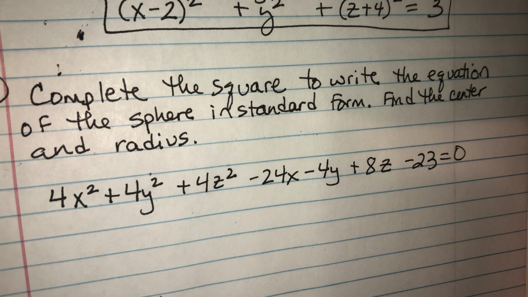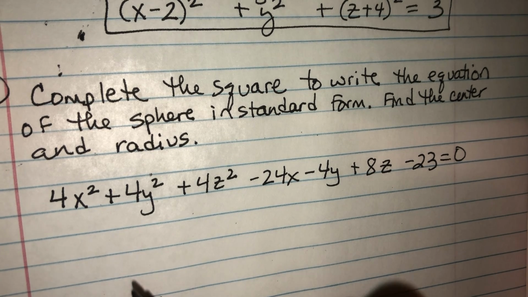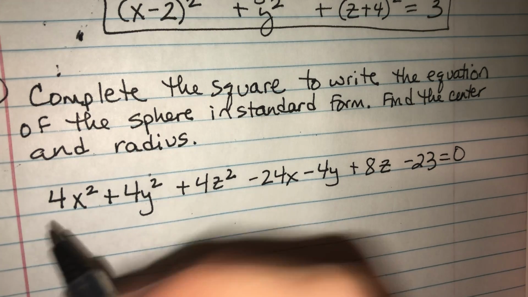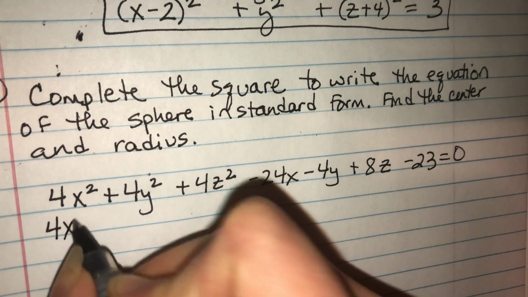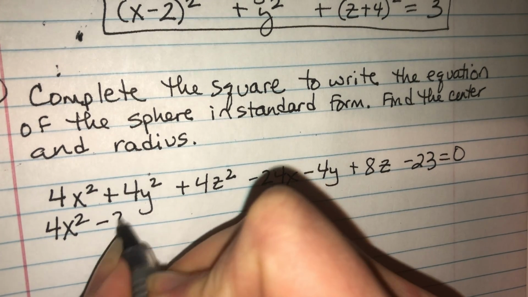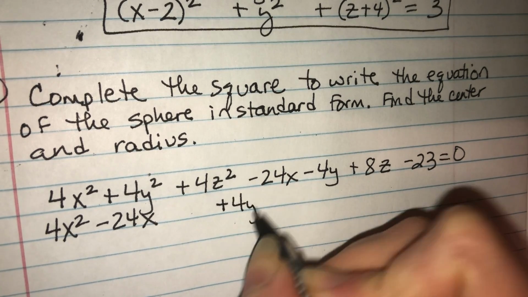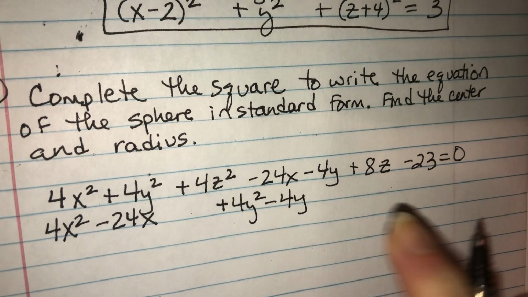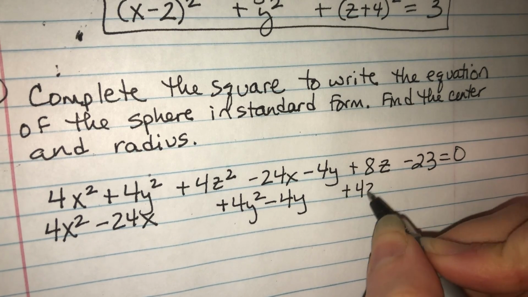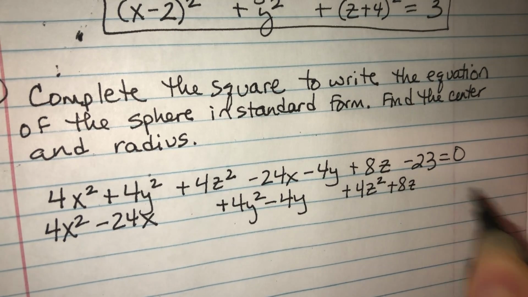Maybe. Okay, so how do we complete the square? We've slept a few times since we've completed the square, but we've done that earlier this year. We're going to group the terms that have the same variable. So I'm going to put my x's first, then my y's, then my z's. So 4x squared will go with negative 24x, and then I'm going to leave a space. And then I'm going to put my 4y squared and my negative 4y together and leave a space. And then plus 4z squared plus 8z and leave a space.